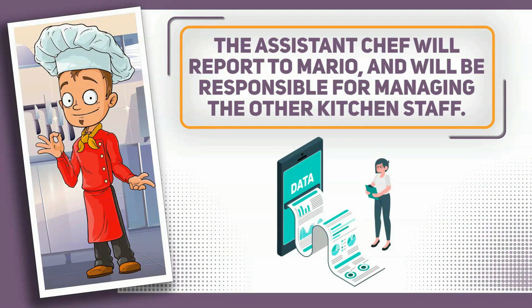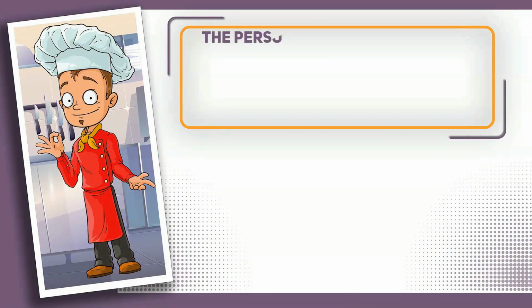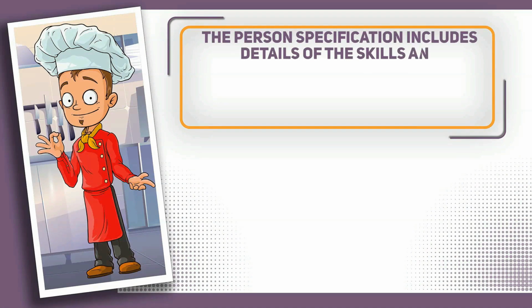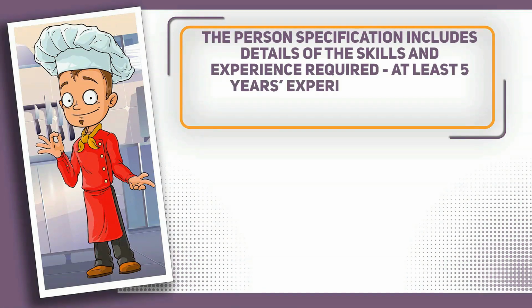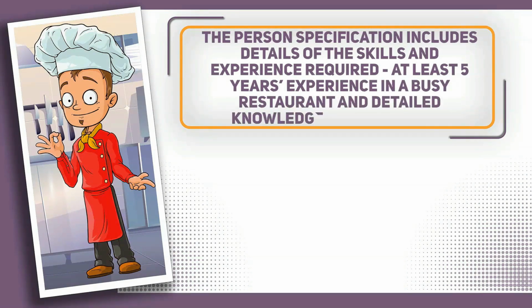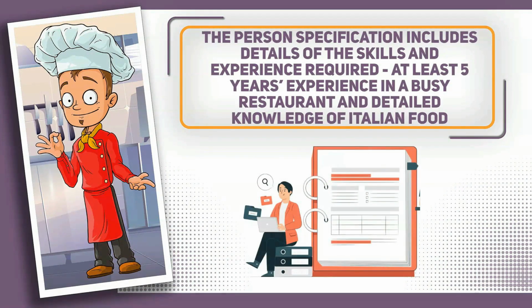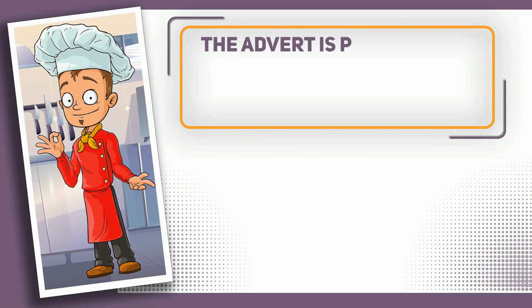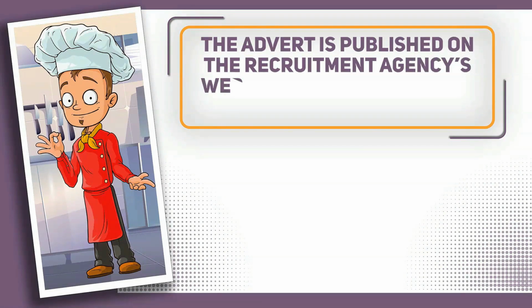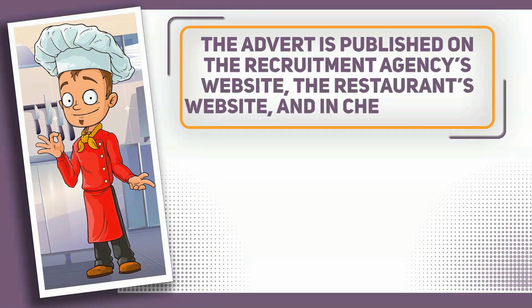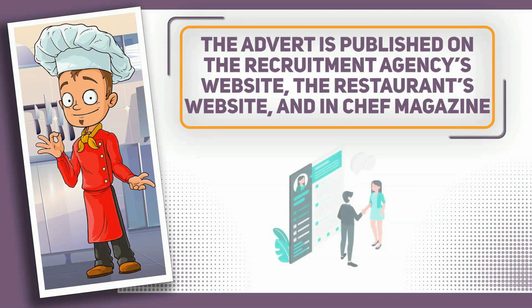Okay, so the job description's written, now we need our person specification, which as we know includes details of the skills and experience required. So the essential criteria included at least 5 years experience in a busy restaurant and a detailed knowledge of Italian food. So now, Mario and Julie, the recruitment agent, create a job advert which will be published on the recruitment agency's website, the restaurant's website, and in Chef magazine.